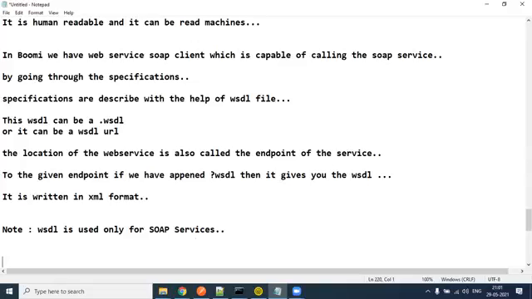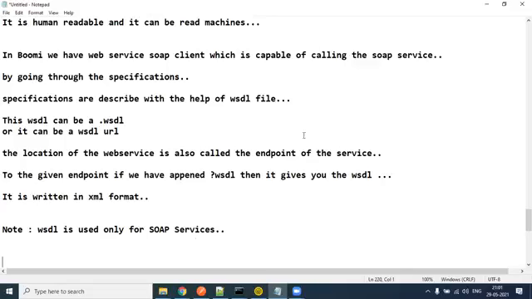Can you explain the location of the web service? Come again, Priyanka. Can you explain the line: location of the web service is also called the endpoint, and if we append that? Okay, I'll show you with an example. Any other question from anyone?